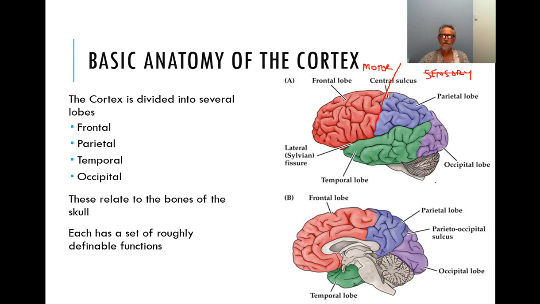So that's a lateral view, and on a medial view we can again see the same lobes. Okay, I think that's probably a good place to finish, and gives me plenty to go on Friday.